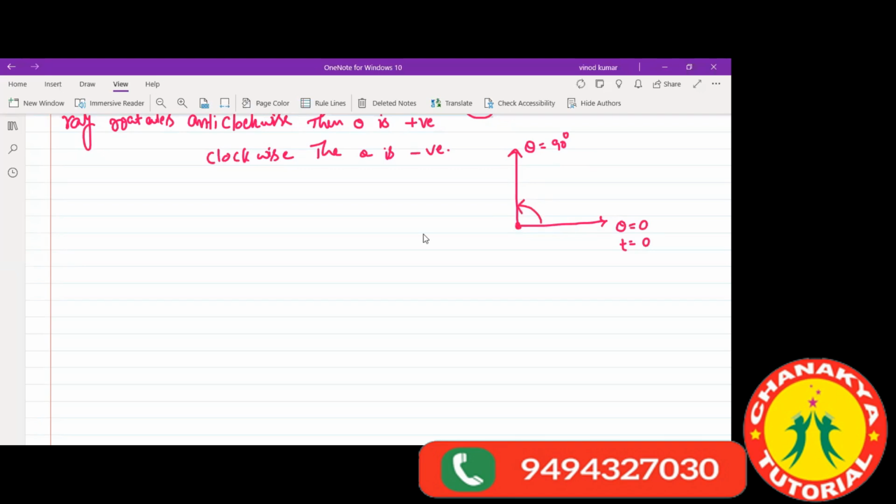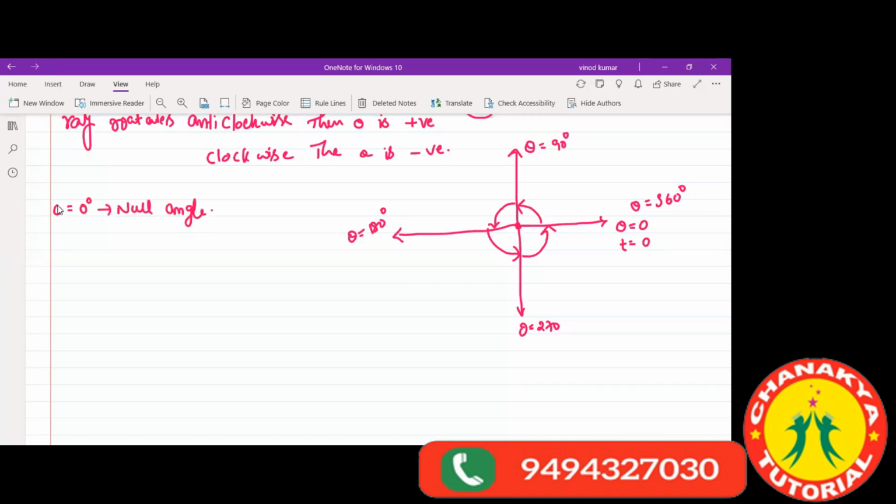After some time, it goes here. This is theta equals 180 degrees, and after some time it goes here. This is theta equals 270, and after some time it ends at the same point, that is theta equals 360. When theta equals 0, it is a null angle. Theta equals 0 degrees is a null angle.